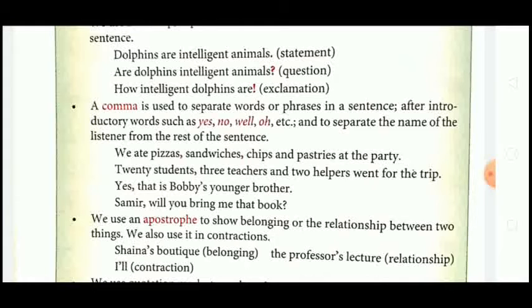Now next we are going to see apostrophe. We use an apostrophe to show belonging or the relationship between two things. We also use it in contractions. We use an apostrophe to show belonging or relationship or ownership. It means the apostrophe shows the relation between two things or the belonging or the ownership of the things.